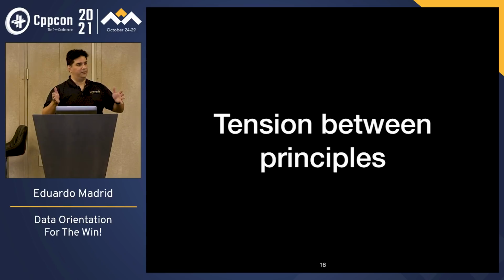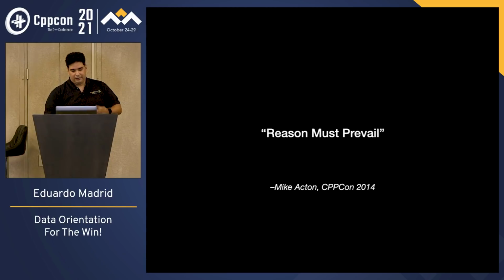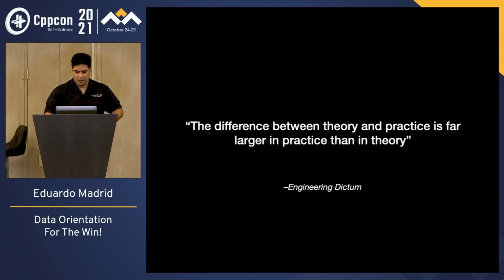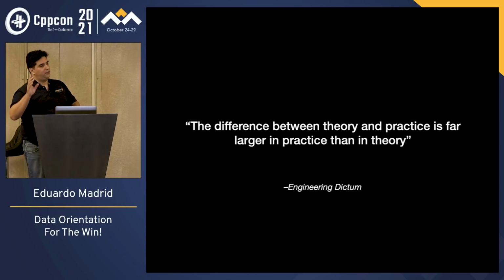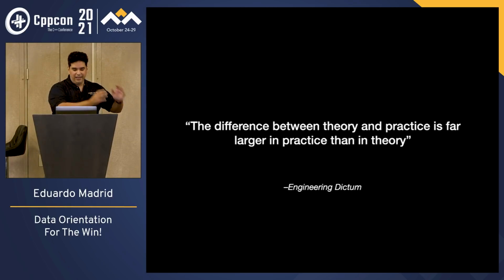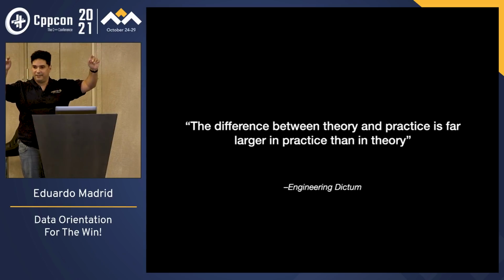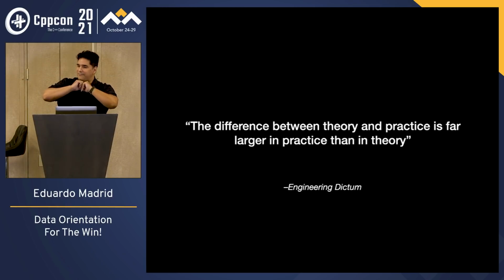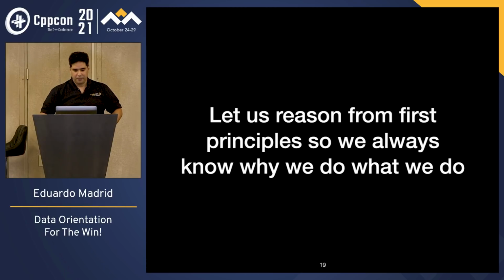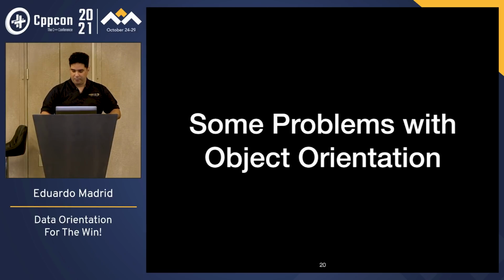There's tension between principles, okay? Our orthodox way of doing things and mapping directly to the hardware. The reason must prevail, says Mike Acton. And for the rest of the talk, we had to take into account something very important, which is my favorite engineering dictum. The difference between theory and practice is far larger in practice than in theory, okay? Because we have this abstract model of computation and computing devices, and that's what gets us into the trouble that we leave massive amounts of performance on the table. Okay. We are gonna be reasoning from first principles, so we always know why we do what we do in terms of the choices. Okay, some problems with object orientation.